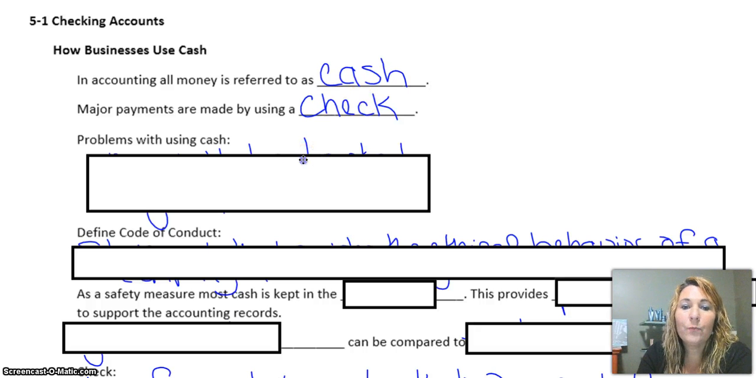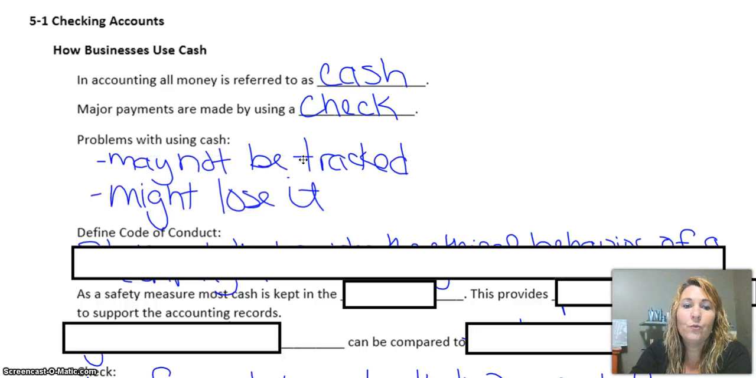There are some problems with using cash when you're working with a business. First of all, it may be harder to track. Maybe you don't keep your receipt. Maybe you don't write it down. You can't trace it back to the source. So cash is not good because you can't track it and find out where all your money has gone, down to the very penny. And also, you might just lose it. So sometimes I misplace money. It's not a good idea to use cash when you're working with business transactions.